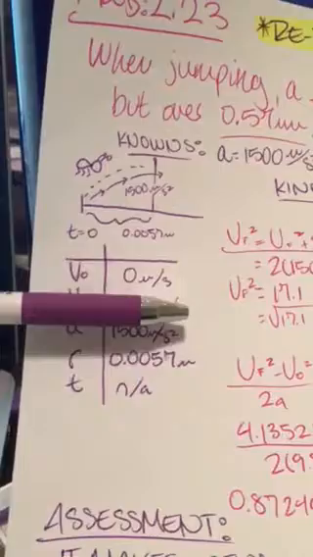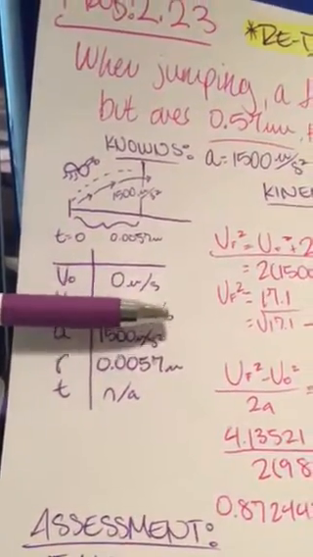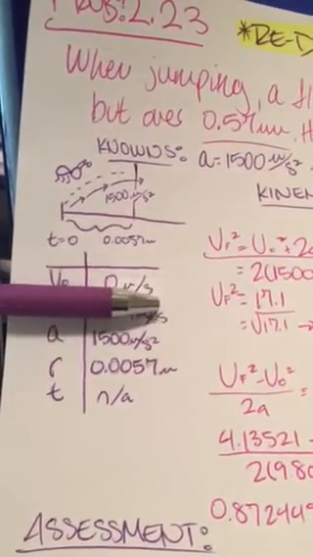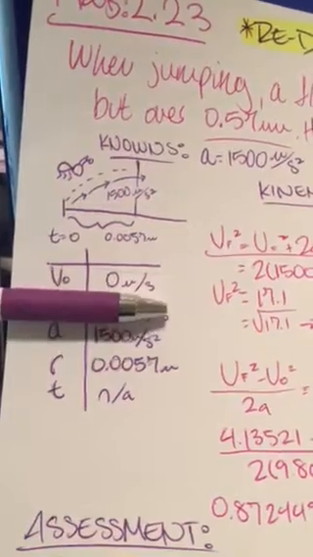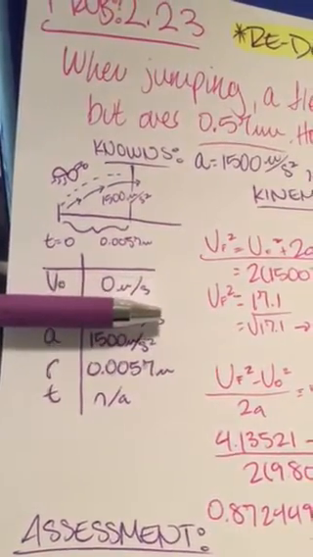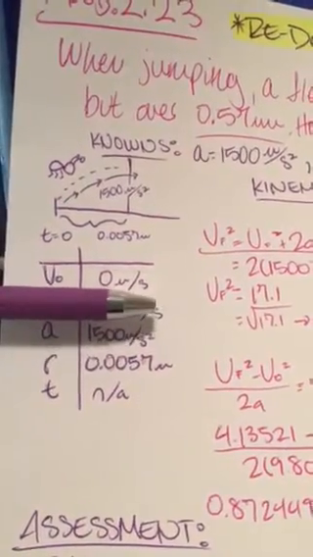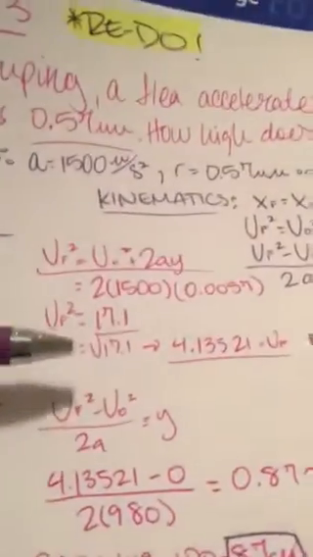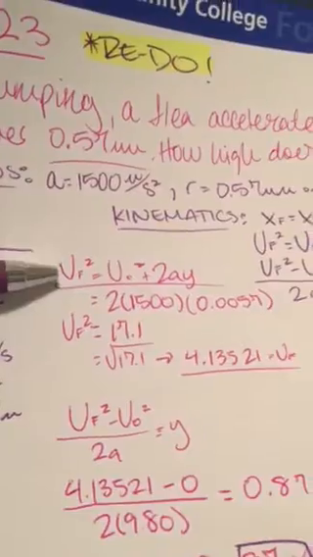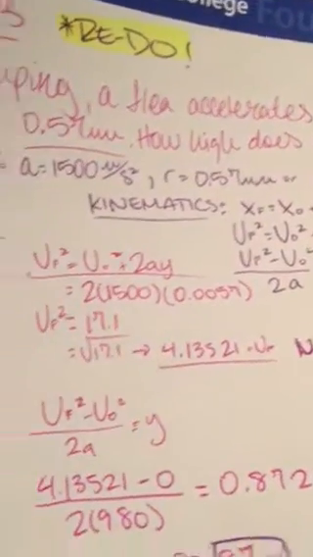At this point in the video, I hadn't solved it yet, but we have our knowns. Acceleration's 1500 meters per second squared. The distance is 0.0057 meters. Time isn't necessary, and the initial velocity would be 0. So first we'll use the change in velocity.